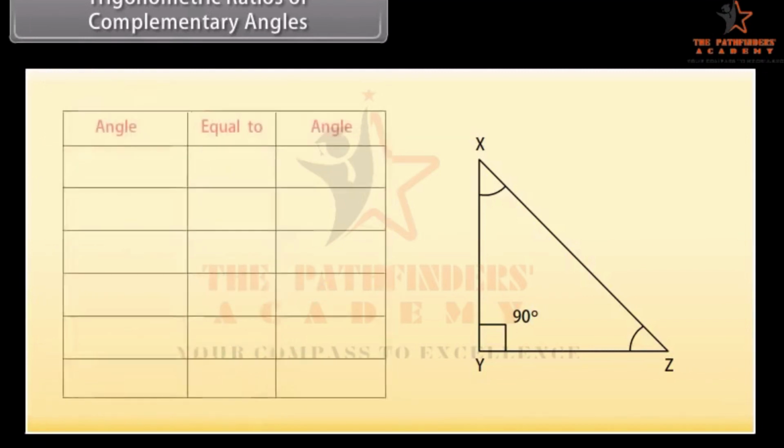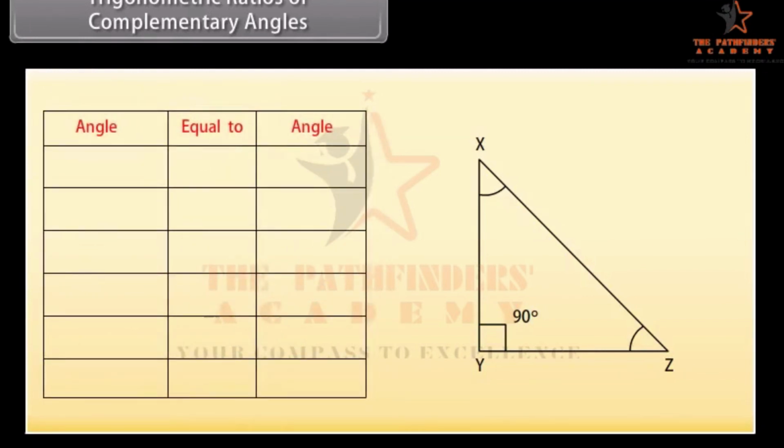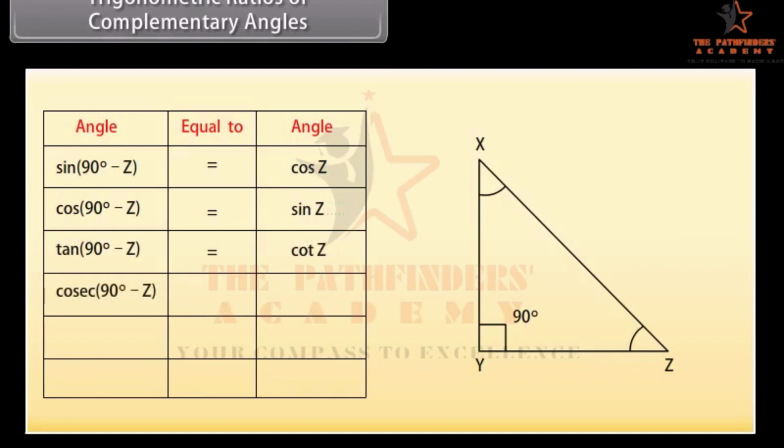Let us first compile our observation and then use it to solve questions. Sin of 90 degree minus Z is equal to cos Z. Cos of 90 degree minus Z is equal to sin Z. Tan of 90 degree minus Z is equal to cot Z. Cosec of 90 degree minus Z is equal to sec Z. Sec of 90 degree minus Z is equal to cosec Z. Cot of 90 degree minus Z is equal to tan Z.